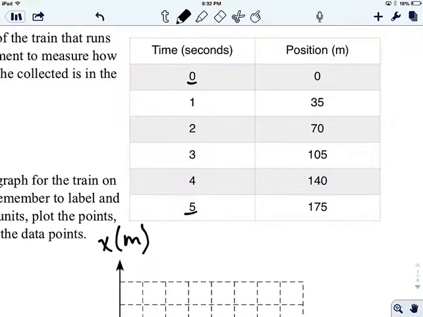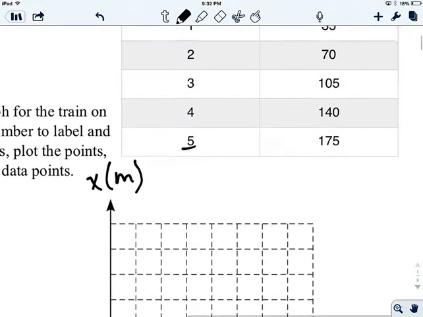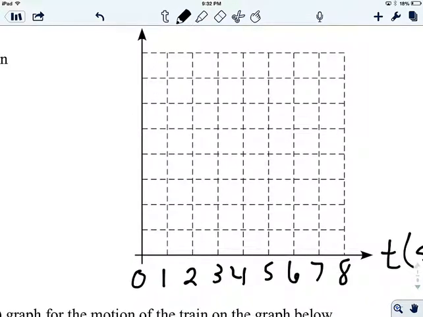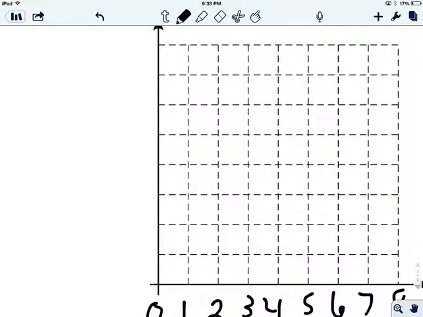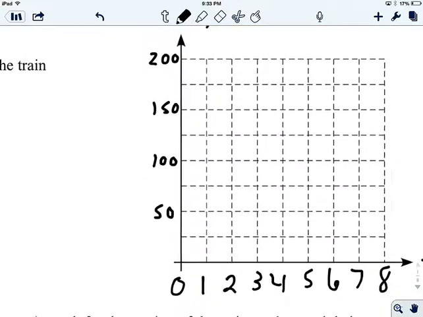Okay, now let's try and figure out the position axis. I'm going to go from 0 up through 175. So from 0 to 175, I've got 1, 2, 3, 4, 5, 6, 7, 8 lines. I need to get up to around 200. Yeah, that'd work. So I'm going to count by 25s, but I'm only going to count every other line. So I'm going to go 50, 100, 150, and then 200 like that. Okay, that's going to make these things fit nice.